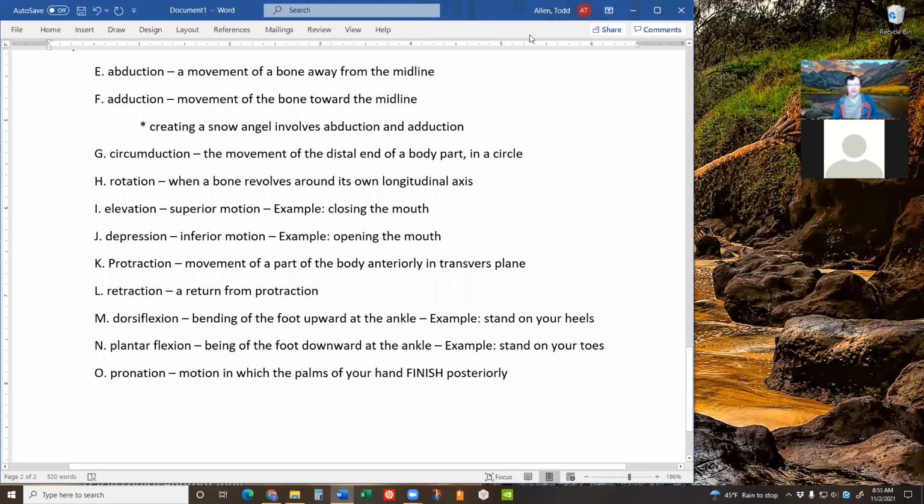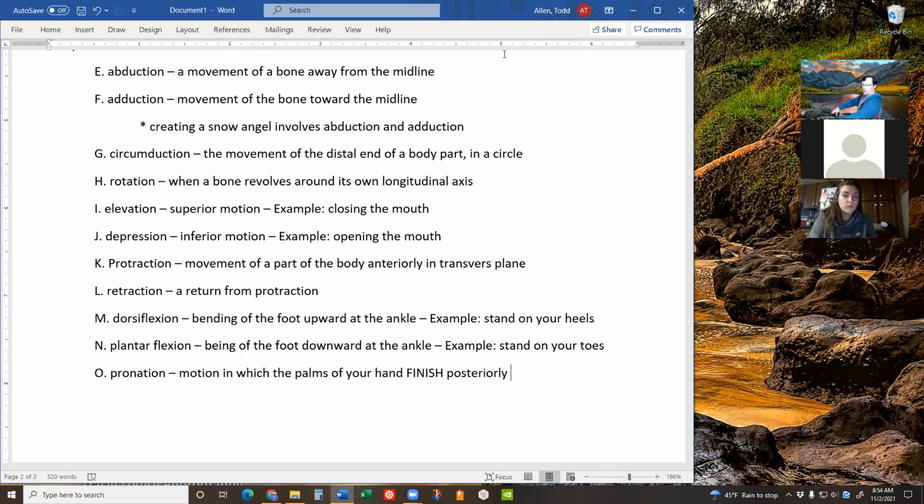okay? So if I were to start in anatomical position and I were to raise my arms at my shoulder so that the palms are facing the ceiling, if I were to pronate my arms at that point, I would rotate my thumbs towards the midline and the palms would finish in a downward perspective, okay? That would also be pronation. So the opposite motion of that, which I haven't put in your notes yet, is supination.